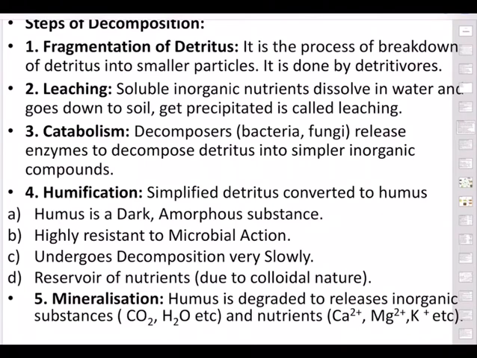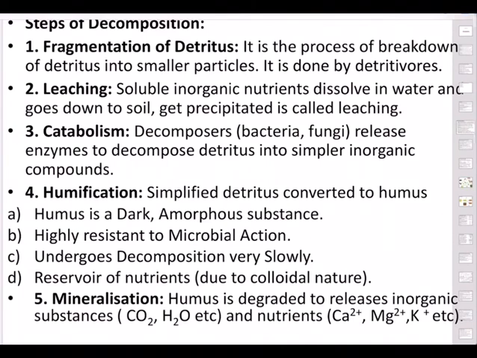So what is this first step? Fragmentation of detritus. Fragmentation, breaking into small pieces. It is the process of breaking down detritus into smaller parts. It is done by, just now we said, earthworms. Okay. Leaching. Soluble inorganic nutrients dissolve in water and go down into the soil. They percolate into the soil, inorganic nutrients, and get precipitated. That is called leaching. So leaching is always good during decomposition.